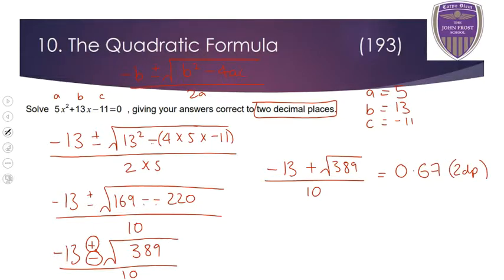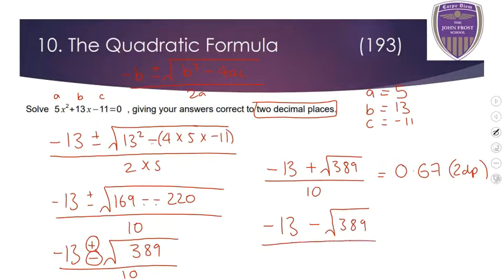Okay. Then do exactly the same thing, but using a minus instead of a plus. So it'll be minus 13 minus root 389 over 10. And again, type that into your calculator exactly as it is.